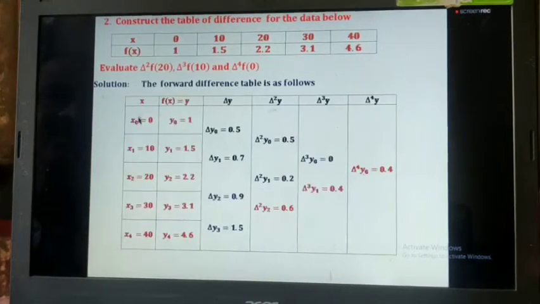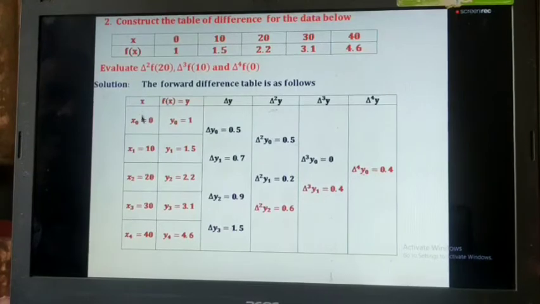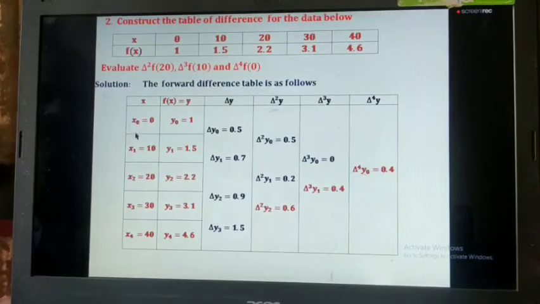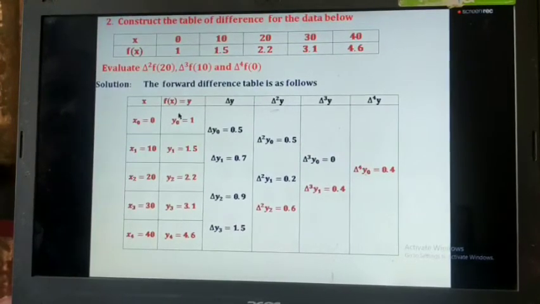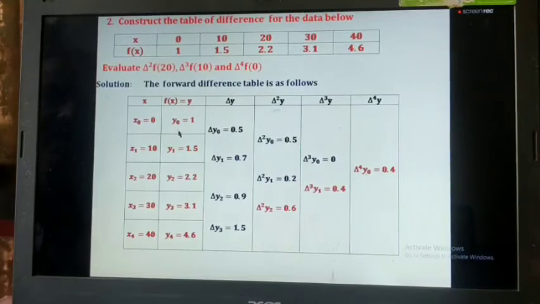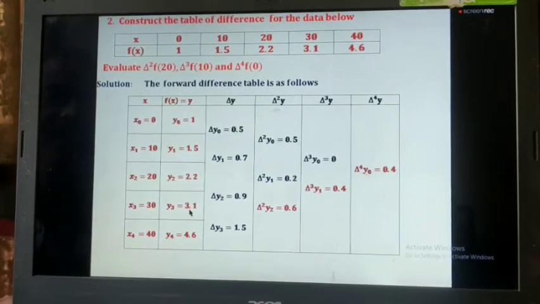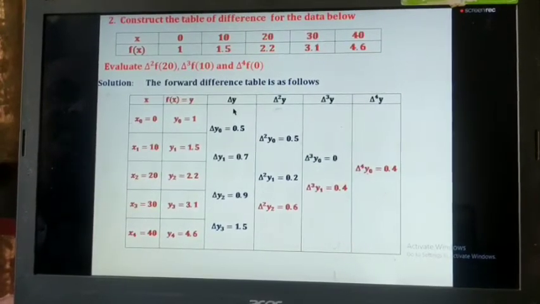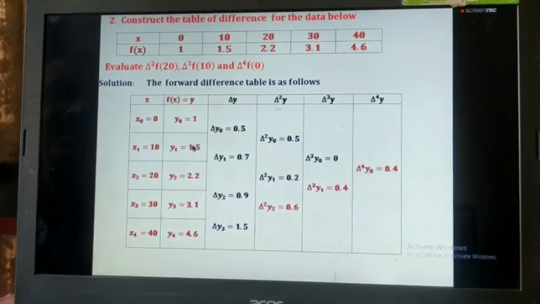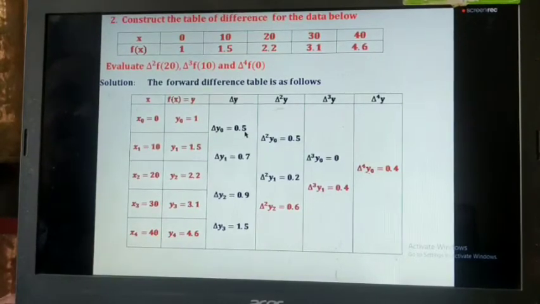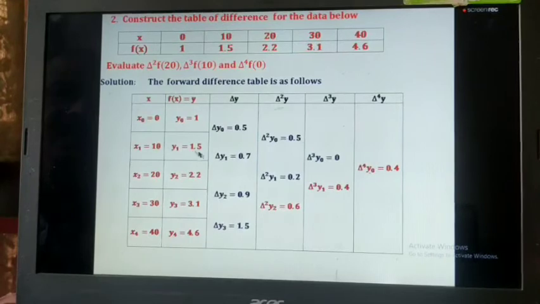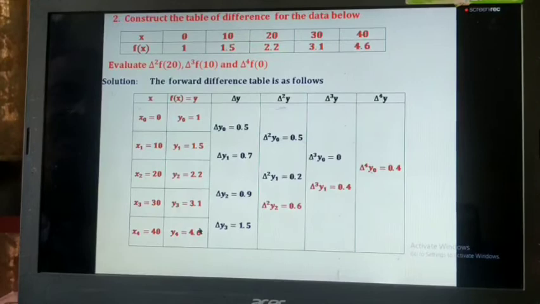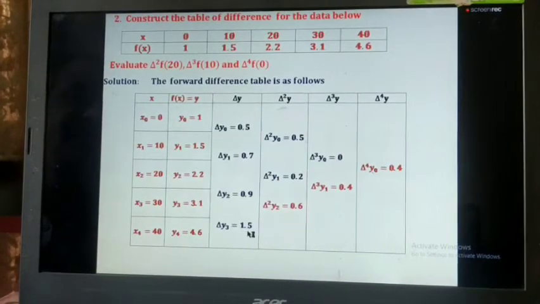First, follow this table containing x and f of x. X has the corresponding terms 0, 10, 20, 30, 40, called x0, x1, x2, x3, x4. The corresponding f of x is also given, that is y equal to f of x: 1, 1.5, 2.2, 3.1, 4.6, called y0, y1, y2, y3 and y4. Now to find delta y, the first difference: delta y0 is 1.5 minus 1, 0.5. Delta y1 is 2.2 minus 1.5, 0.7. Delta y2 is 3.1 minus 2.2, 0.9. Delta y3 is 4.6 minus 3.1, which is 1.5.